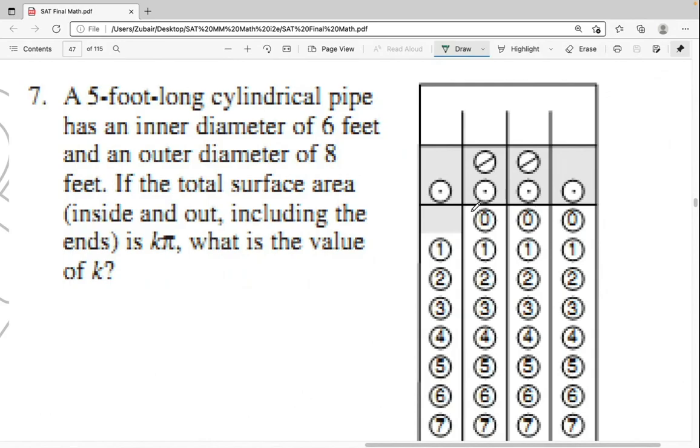So I'm not sure about this answer, but is it 196? Let me check. The answer key says 84. So I got 84, but the formula... you should ignore pi. Ignore pi. Then yes, I got 84 because it's divided by pi.